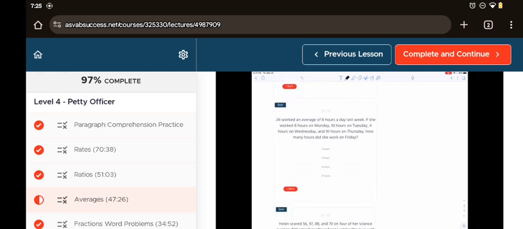All right, number 12, it says, Jill worked an average of 8 hours a day last week. If she worked 6 hours on Monday, 10 hours on Tuesday, 4 hours on Wednesday, and 10 hours on Thursday, how many hours does she work on Friday?